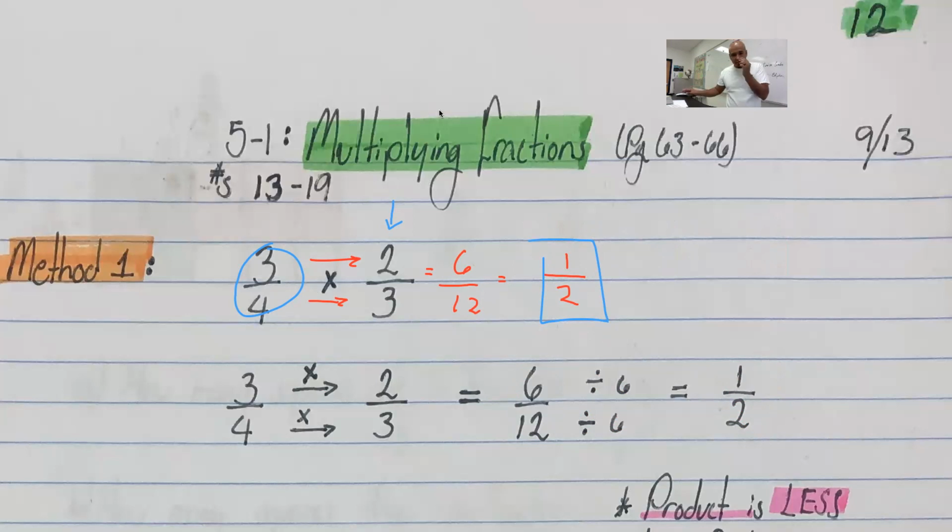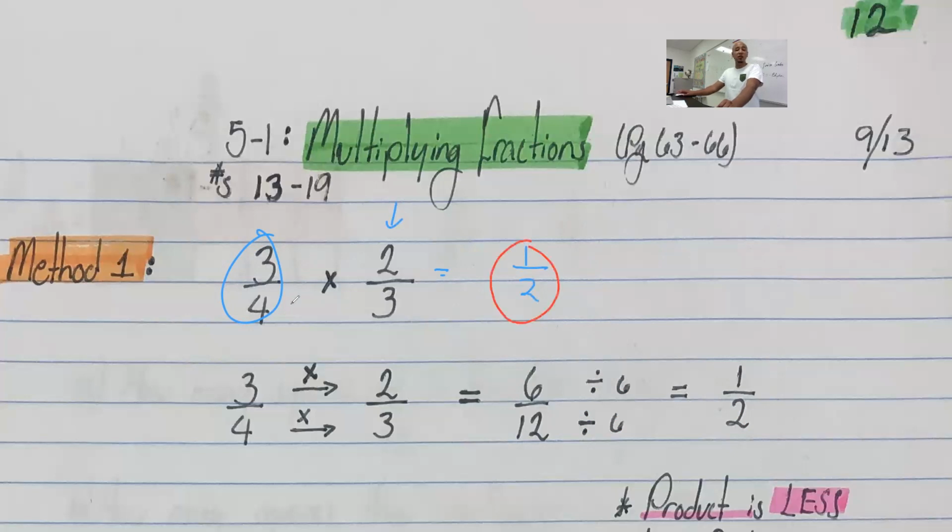However, notice what happened here. When I multiplied 3/4 by 2/3, it gave me 1/2. Ladies and gentlemen, what's greater? 3/4, what I started with, or 1/2, what I ended up with? In this case, we can see that 1/2 is actually less. This is less than what I started with.